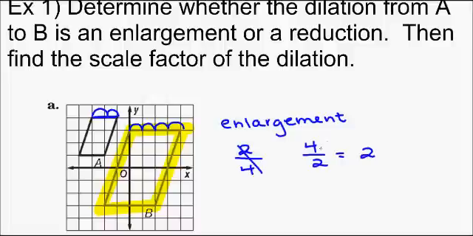Now the reason that I switched that around, I know that my scale factor, my K, needs to be greater than 1 because this is an enlargement. So if I had done this the other way, I would have ended up with 1/2, which would tell me that's a reduction. It's not. So you always want to put the new over the old when you're figuring out the scale factor. And in this case, our scale factor is 2. So I'm going to say K equals 2.